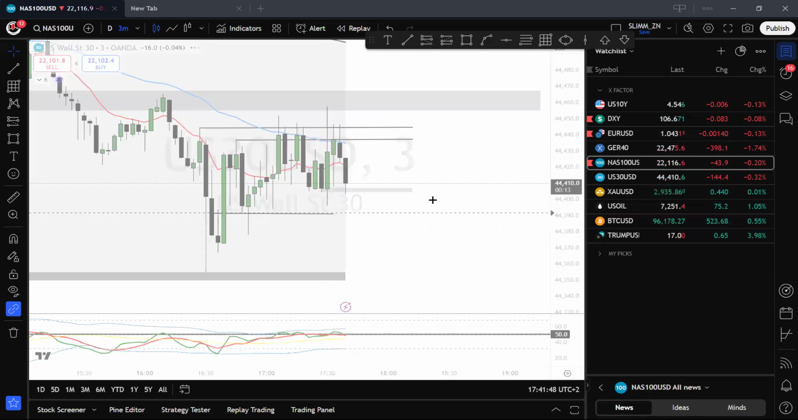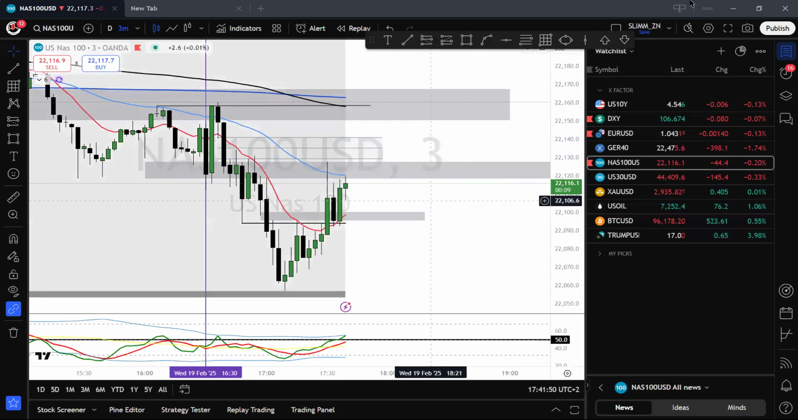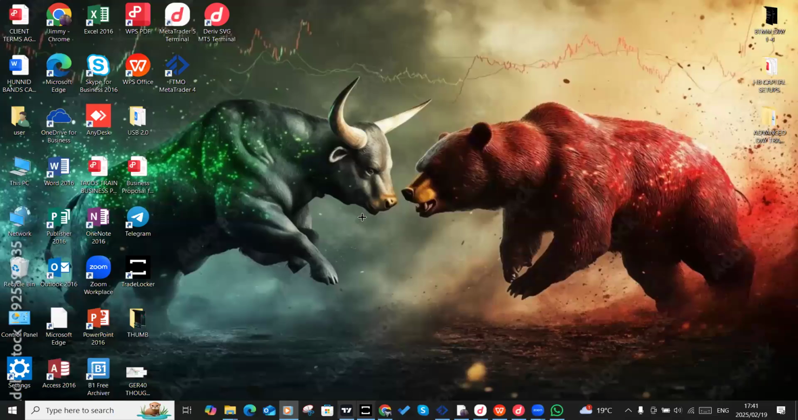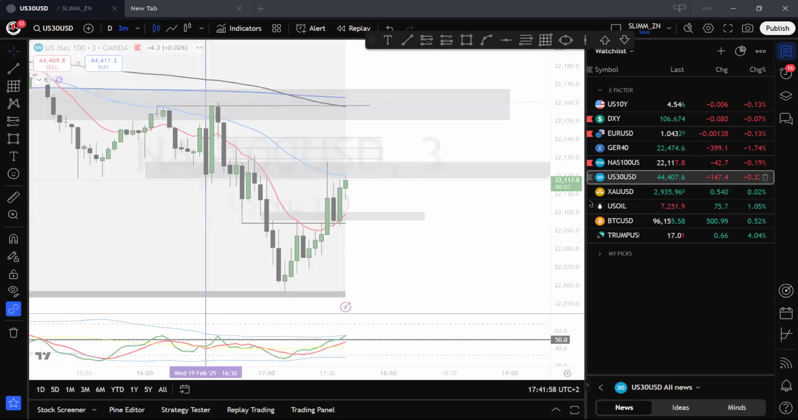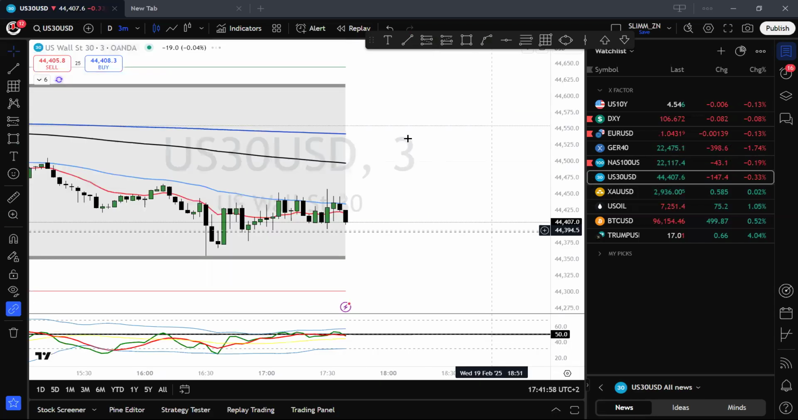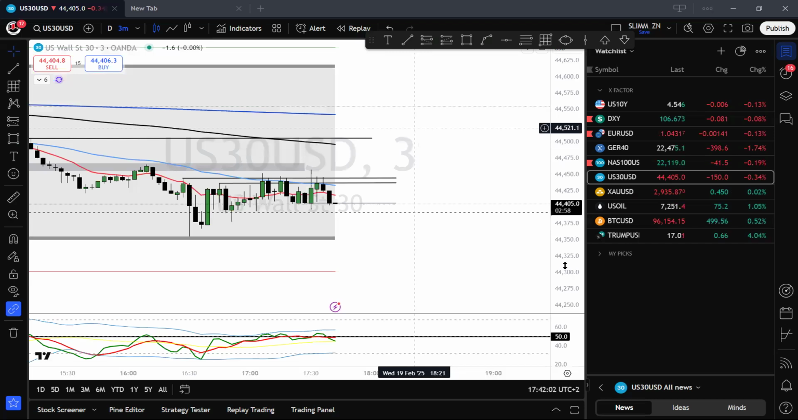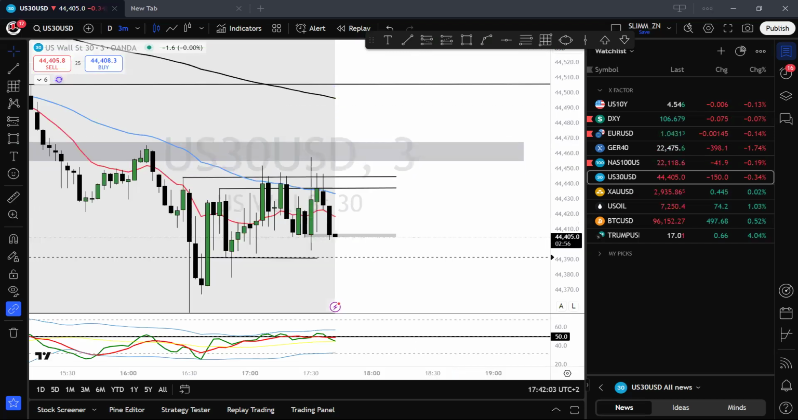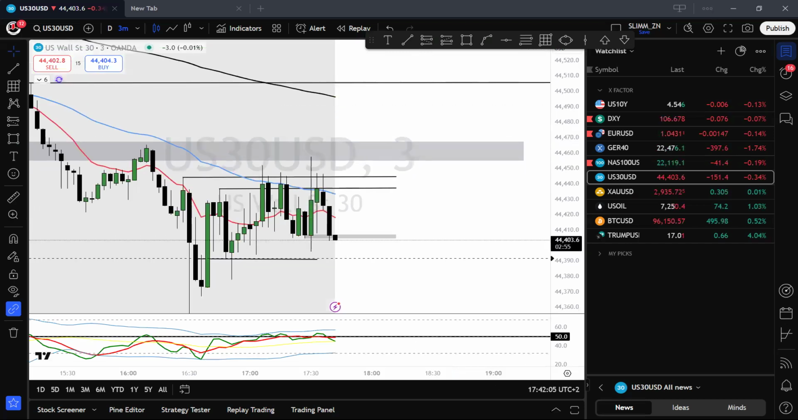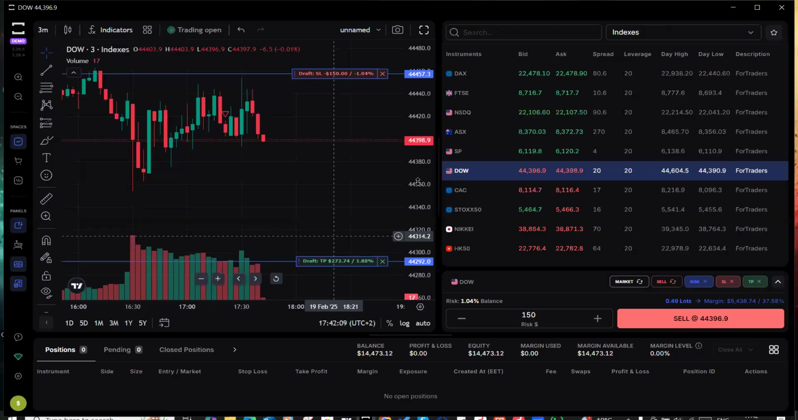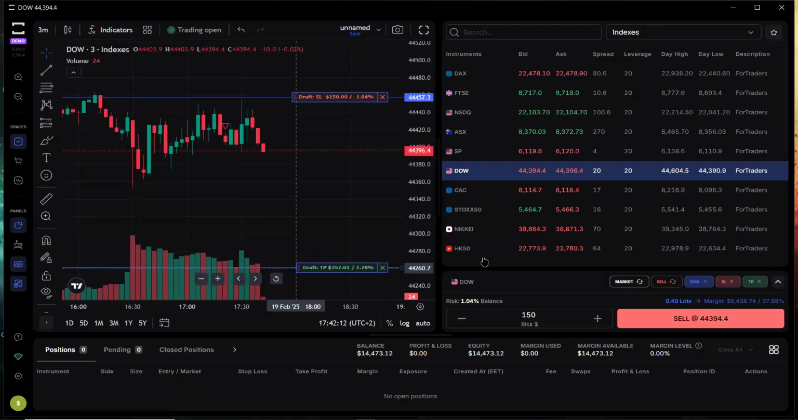Right, let's check what's happening with NAS. NAS slightly pushing up. Okay, that's perfect. Perfect, perfect, perfect. Nice close there. Okay, guys, I'm going to execute right here in anticipation of this price continuing its push down. Sell.